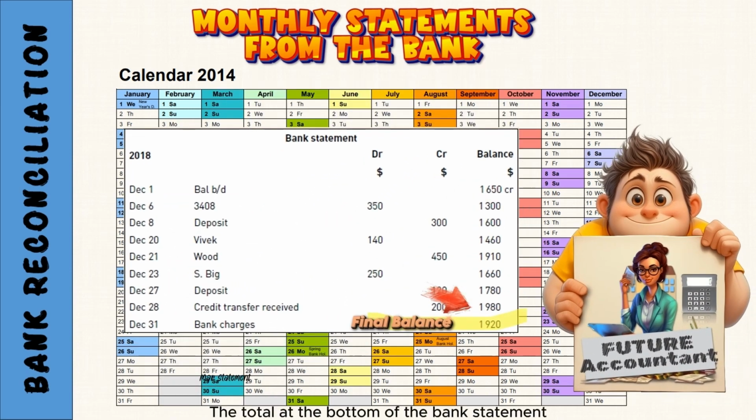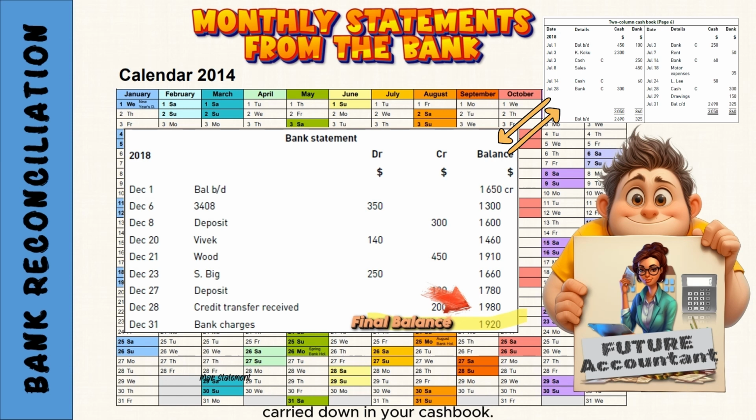The total at the bottom of the bank statement shows the money remaining in the account and should agree with the balance carried down in your cash book. So the first thing an accountant should do is make sure that the balance carried down in the cash book matches with the final balance in the bank statement.